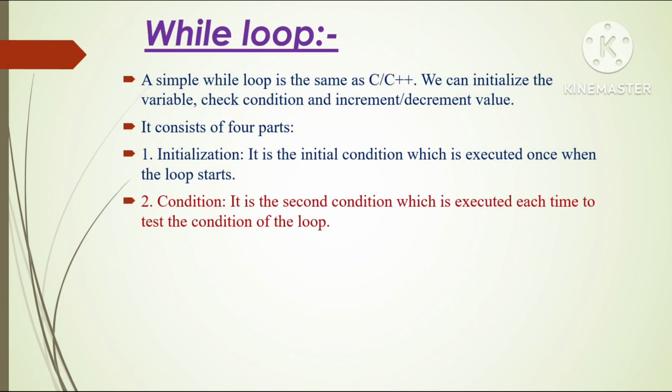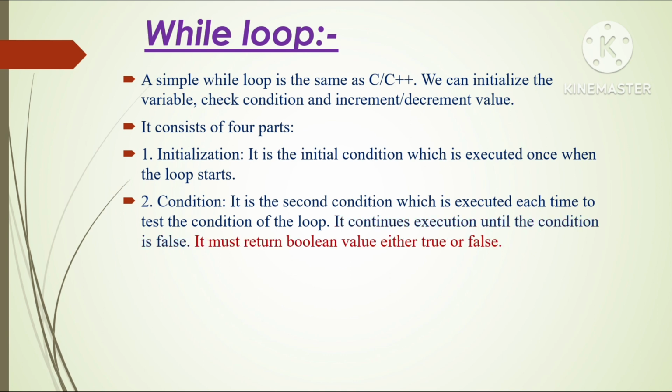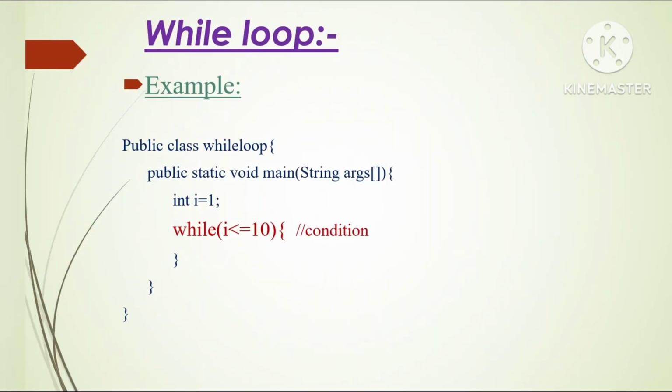Second part is condition. It is the second factor which is executed each time to test the condition of the loop. It continues the execution until the condition is false. It must return boolean value either true or false. We give condition as i is less than equals to 10. So in each iteration, it will check whether the value of i is less than or equal to 10, and it will continue the execution until the value of i becomes greater than 10.